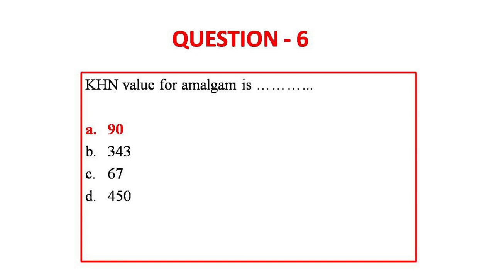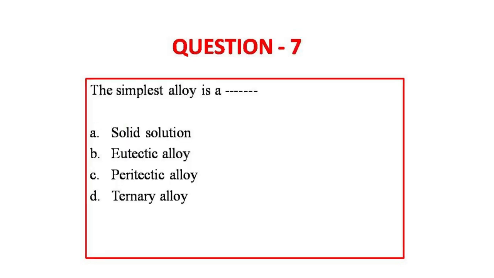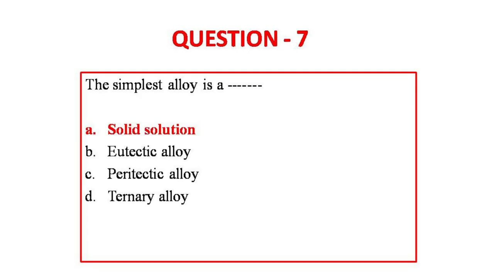Moving on to question number 7. The simplest alloy is a solid solution, eutectic alloy, peritectic alloy, or ternary alloy. The answer to this question is option A, solid solution.